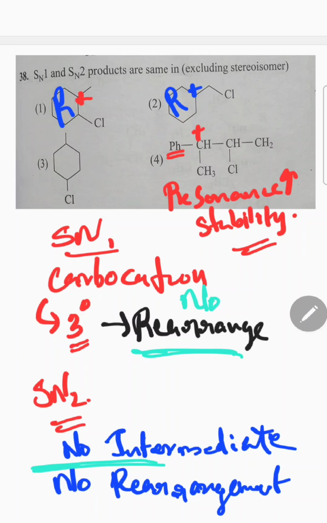Therefore here there is no rearrangement. So which one does not have any rearrangement? Third one. No rearrangement means it will be SN1. The product will be same in SN1 as well as SN2. Is that clear? So the answer is third one.